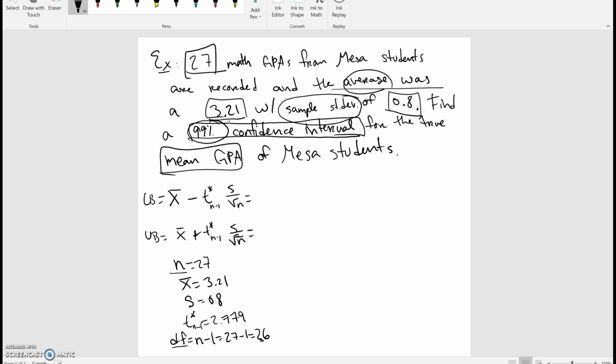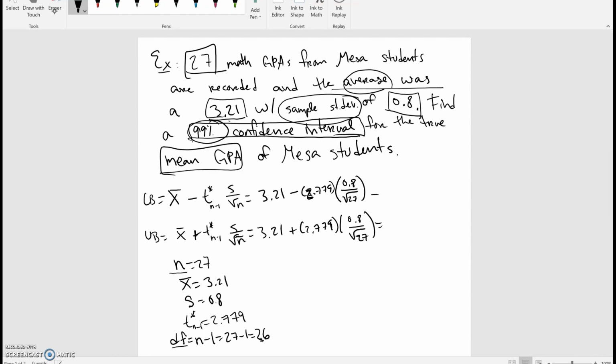I'm going to go ahead and plug all of this in. So I have 3.21 minus 2.779 times 0.8 over square root of 27. Then I'm going to do the same thing: 3.21 plus 2.779 times 0.8 divided by square root of 27.